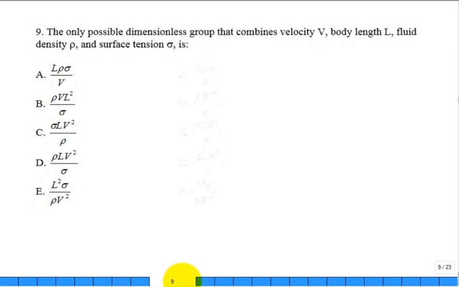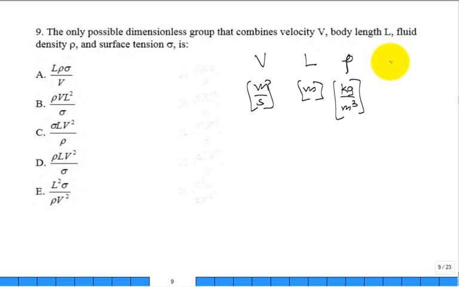The only possible dimensionless group that combines velocity, which is meters per second, length, which is meters, fluid density, which is kilogram per meter cubed, and surface tension. Oh boy, I forgot surface tension. What is surface tension? Let me do a little doodling on the side.